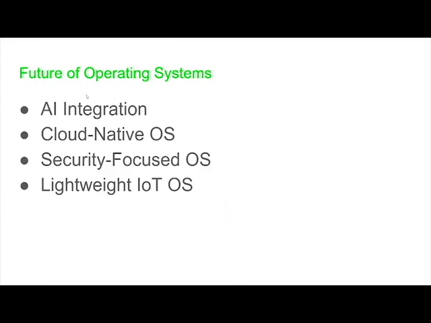So the next topic is the future of operating systems. As you know, AI is taking over everything. Here are a few trends: AI integration, smart cloud-native OS, security-focused OS, and lightweight IoT OS. AI integration uses smart resource management and predictive multitasking. Cloud-native OS is designed to run entirely on the cloud. In security-focused OS, as cybersecurity threats grow, the operating system will focus more on privacy and protection. With billions of IoT devices, new lightweight operating systems are being designed for tiny chips and sensors.